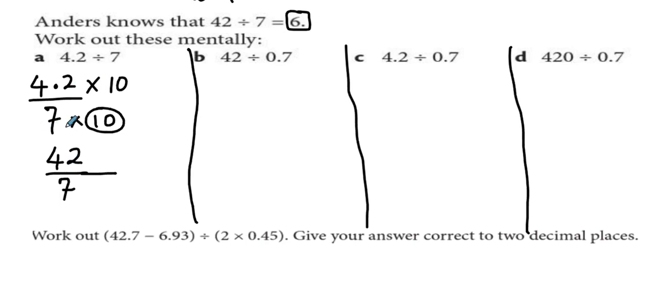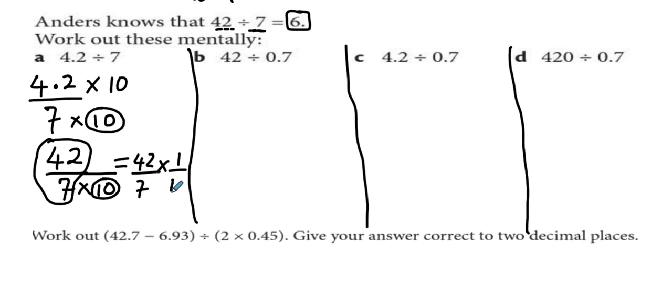Then here you do 7 times 10. Don't write 70, just write 7 times 10 like this. Because if you write 70, you're going to lose this 42 divided by 7. So my target is this one here, 42 divided by 7, whose answer is 6. So from here, how do we maintain that? We just write 42 divided by 7, then times, can you see this? Is 1 over 10. Can you see that?